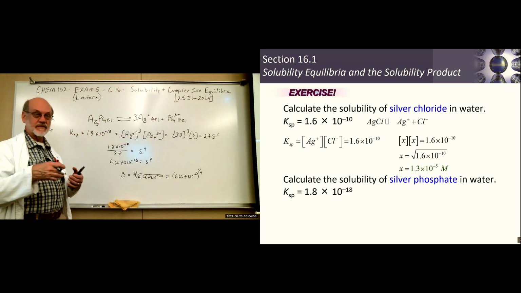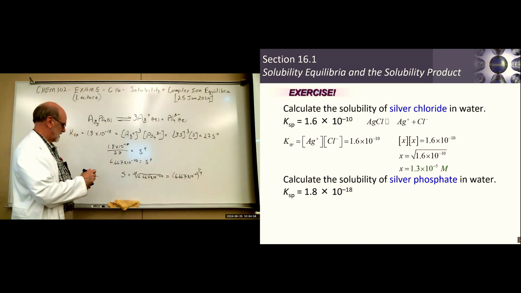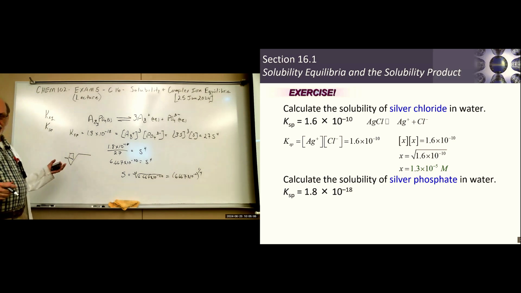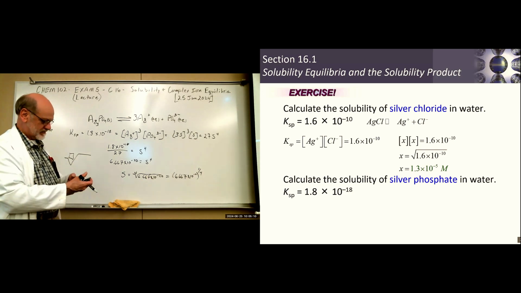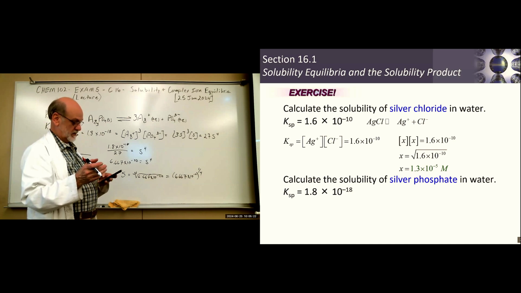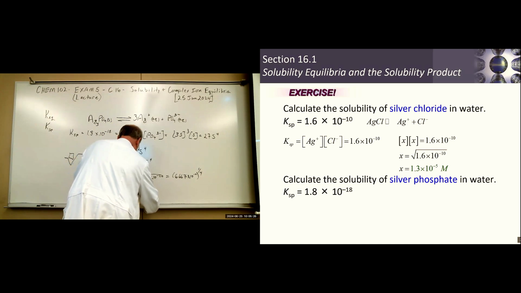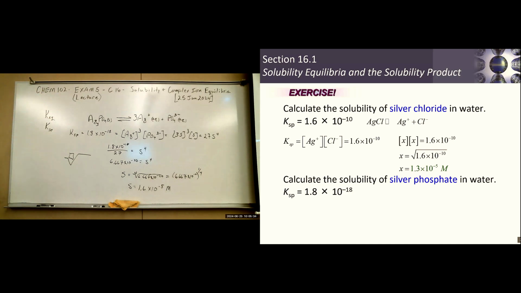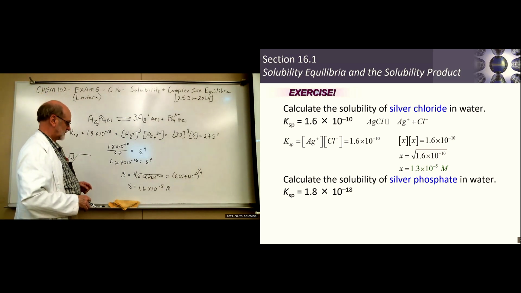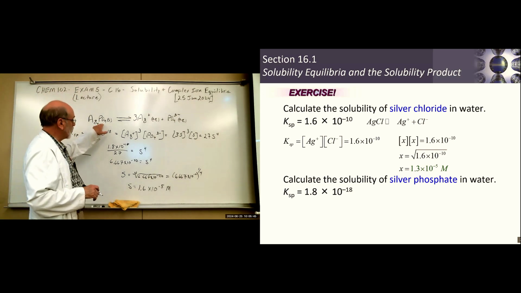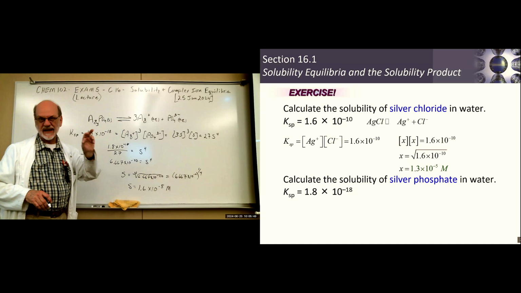Now your calculators may have a root function. It'll have like a square root on your button, and you punch in that value and get your value. But I have to take this to the 1/4 power. So 1/4 is 0.25. And then I click my y to the x power. And I get S equals 1.6 times 10 to the minus 5 molar. That's the molar solubility of silver phosphate, compared to 1.3 times 10 to the minus 5. So this is more soluble than silver chloride by a little bit.